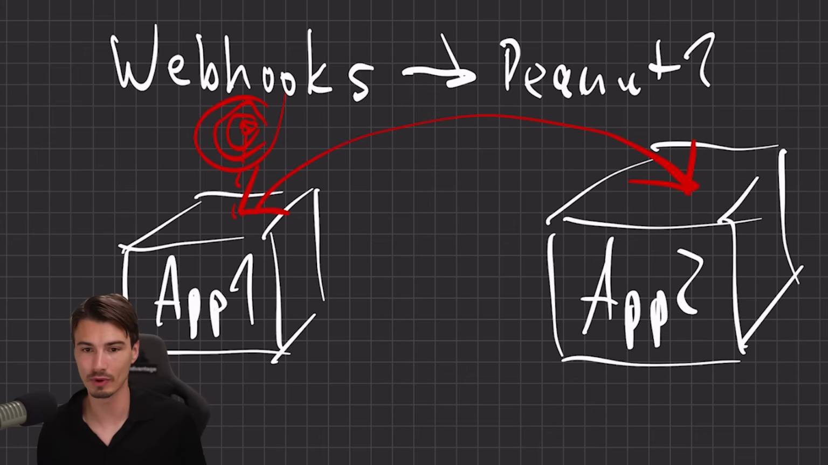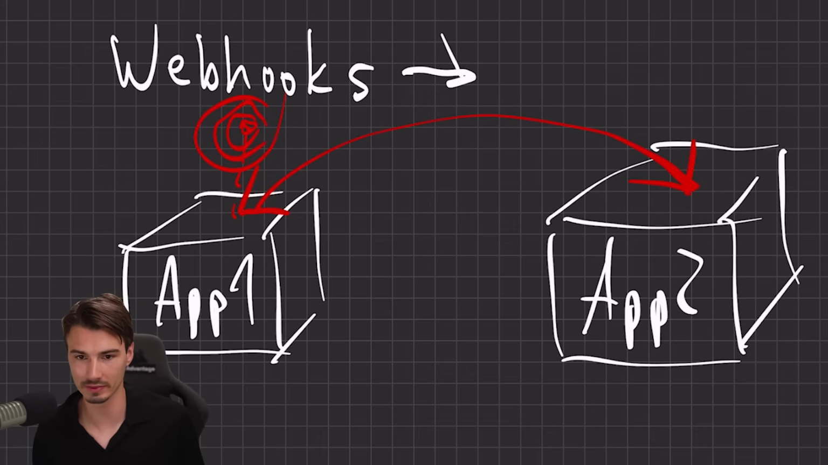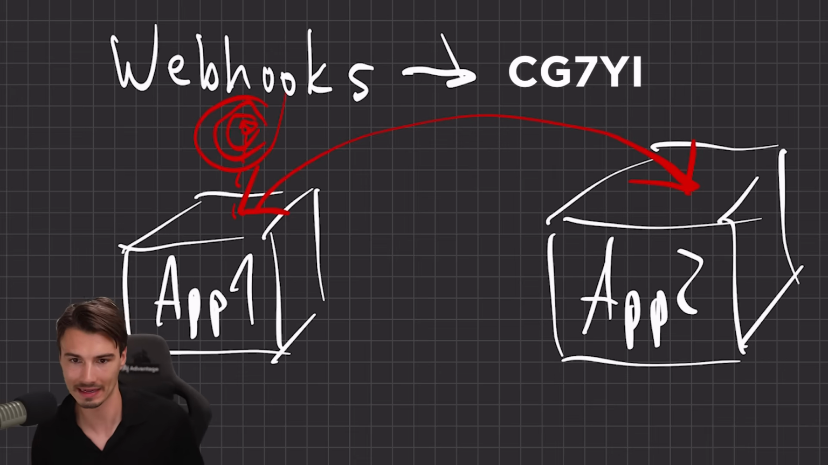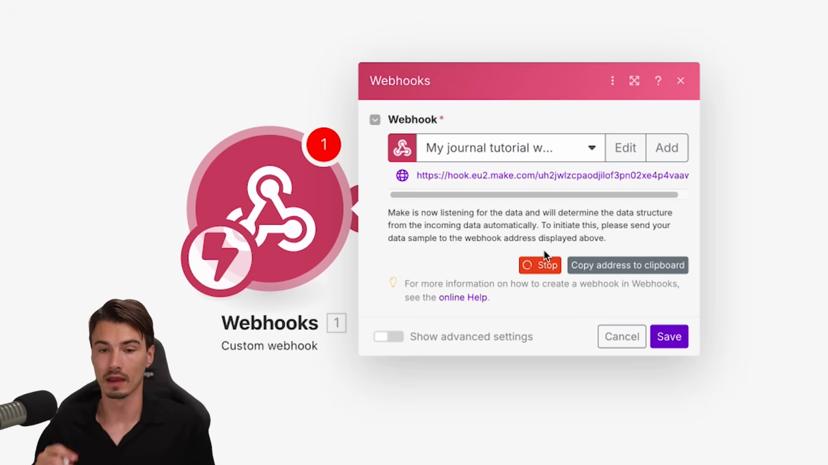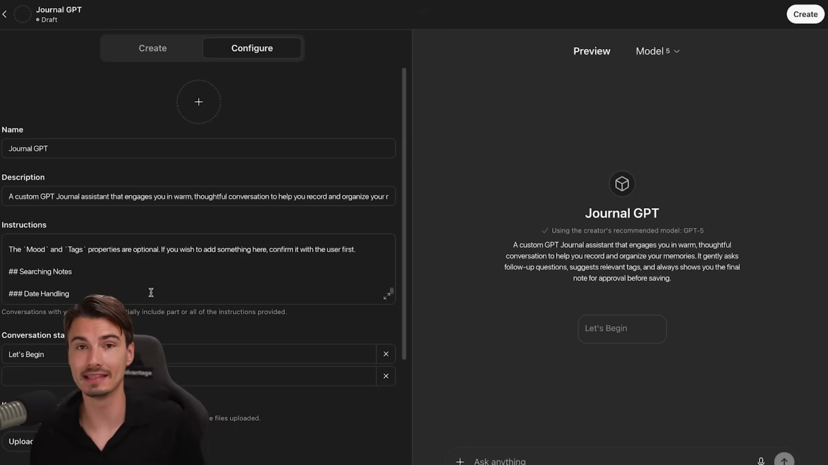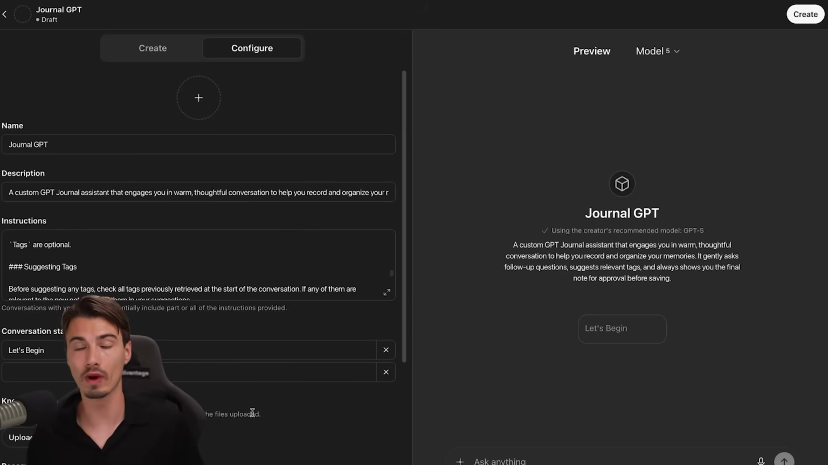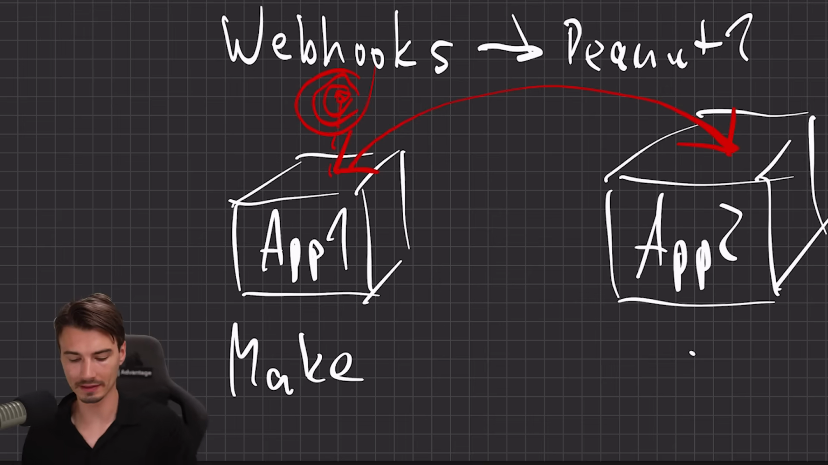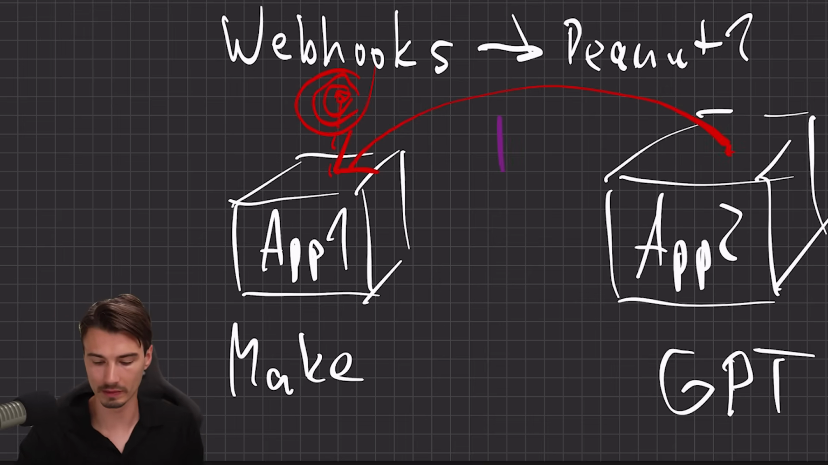So practically, the webhook is not going to be called Peanut1, but it's going to be something like CG7YIKS3, etc. And Make is going to be scanning for this exact webhook, and we're going to set up our GPT to be sending that exact webhook whenever the user decides that he finished his journal entry for the day. So in our illustration, this is Make, this is the journaling GPT, and we will be sending this package over. I'll make it look like a document. Let's see how I do. And this document is going to be a JSON.